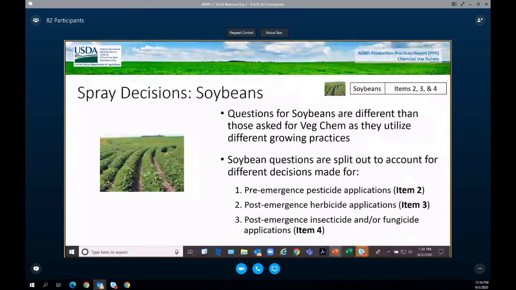And so now we're going to get to some spray decisions, questions tailored to soybeans, which can have much more of a difference between pre-emergent and post-emergent. And as Seth goes through these, hopefully it becomes a little clear why we would ask for those different sets.